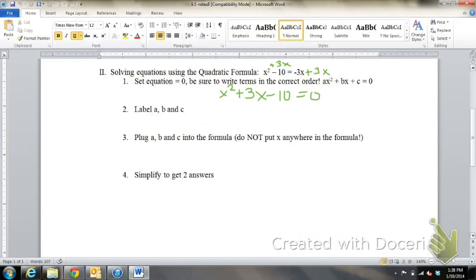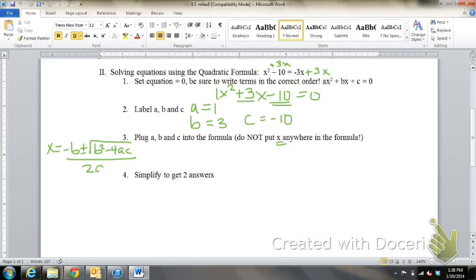Okay, so now we're going to label what our a, b, and c are. And a is the number that's in front of x squared, which if there's nothing there, it's a 1. So a is 1. B is your number in front of x, which is positive 3. And c is your number that does not have an x term, and that's negative 10. These are the numbers that we're putting into our quadratic formula. You're not putting x or any variables anywhere in the formula, well, except for the x equals. So I'm just going to write the formula over here. Negative b plus or minus big square root b squared minus 4ac all over 2a.